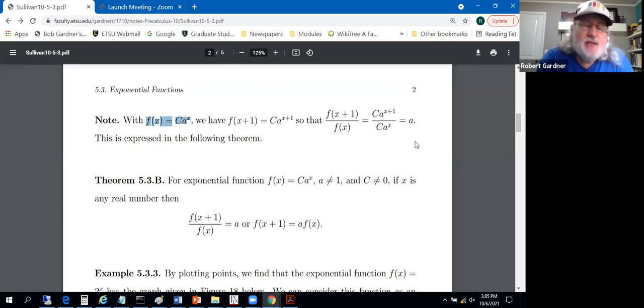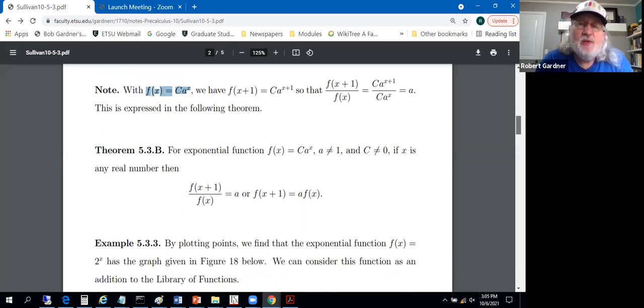So what we're seeing is the exponential growth of this function, and it's related to this parameter a. The exponential function f of x equals c a to the x, where a is not 1. We said exponential function, so it's understood a is positive. c is not 0. If x is any real number, then from this formula, we get the behavior f of x plus 1 divided by f of x equals a. Cross multiplying, we get f of x plus 1 equals a times f of x.